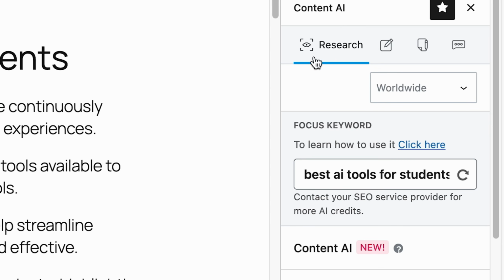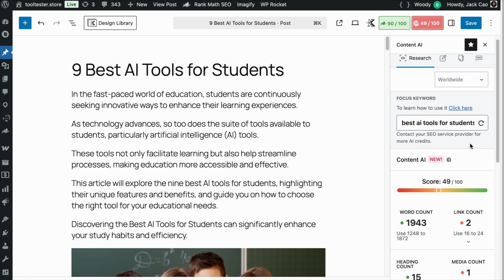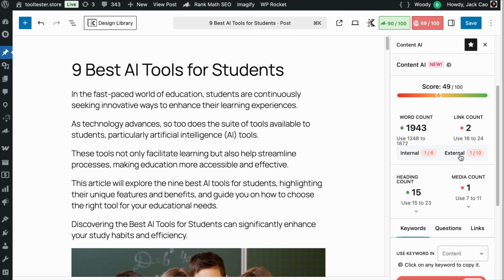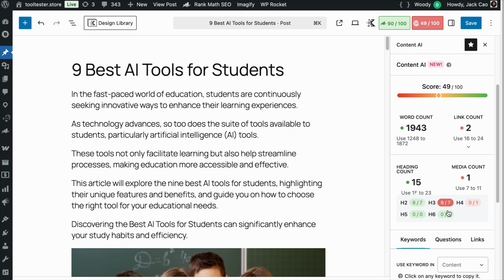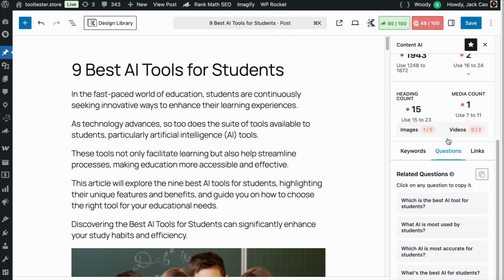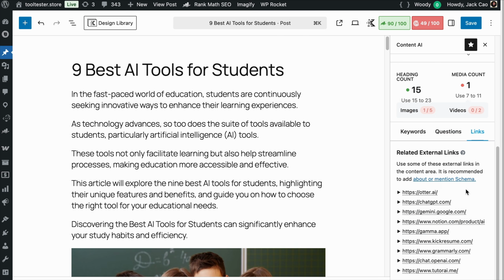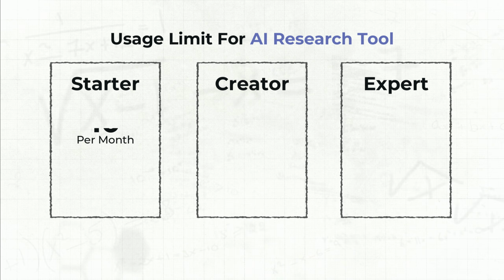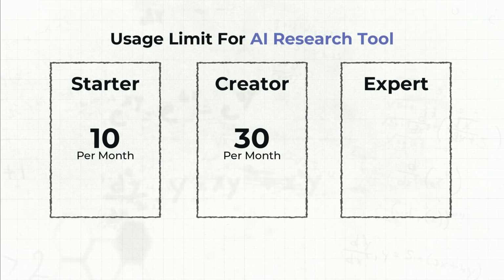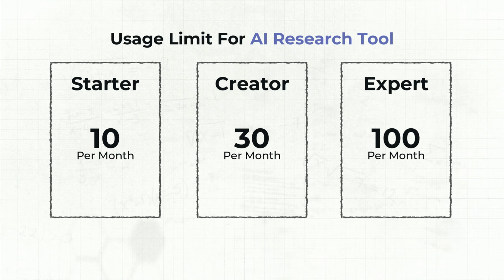And finally, the AI research tool. It provides you with all the recommended items you should have on your page, such as the recommended word count, the internal and external link count, the number of headings to use, number of videos and images to add, the keywords to add to the page, the recommended Q&A if there's any, as well as the recommended external links to add. As you know, it is important to find highly relevant and high authority external links to add to boost the SEO for your page. So you can use this tool 10 times per month if you are on the starter plan. For the creator plan, you can use it 30 times per month. And for the expert plan, you can use it 100 times a month.